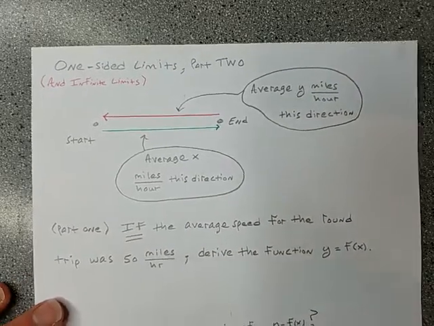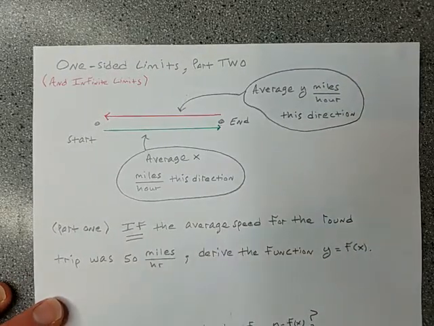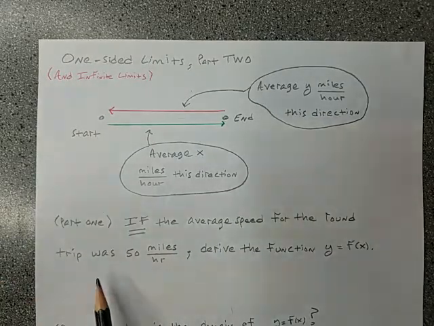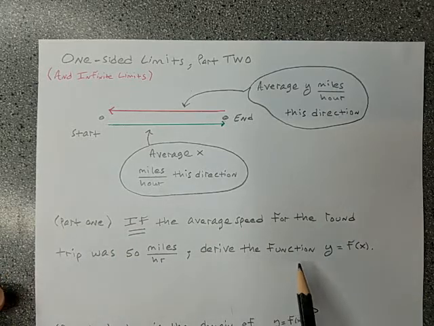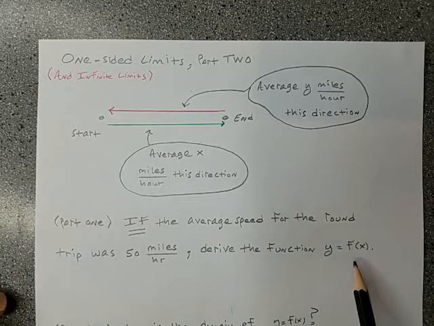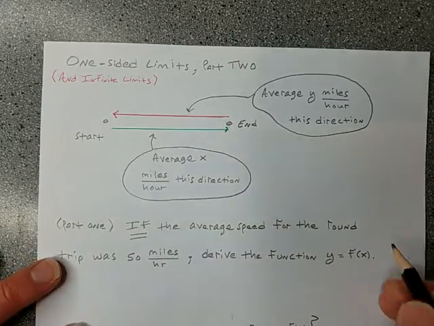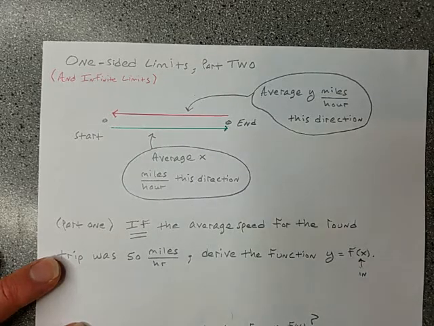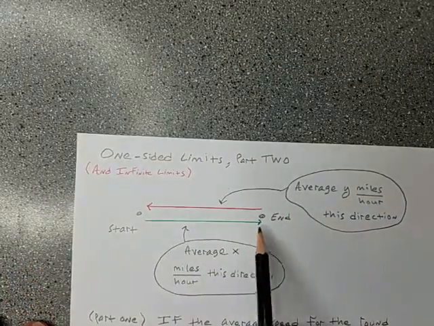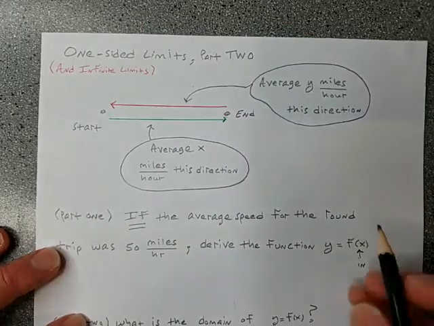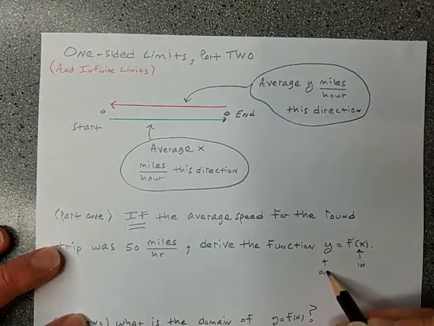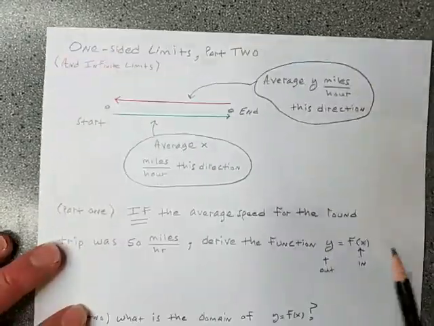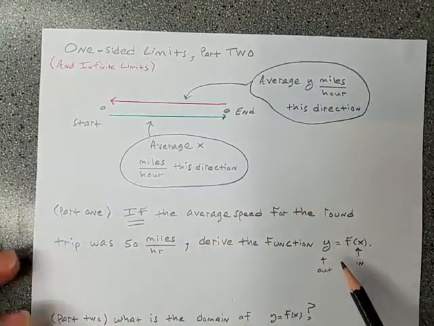All right, it says this. Let's say, first question. If the average speed for the round trip, for the entire trip, the whole distance back and forth, was 50 miles per hour, can you derive a function y is a function of x? So first of all, what do we mean by that function? It's a formula where x is the input, meaning your average speed on the leaving journey going from start to end. And then if I tell you that number, you can calculate y, the average speed on the return trip. That's what that formula is going to do. That's what we mean when we say y is a function of x.